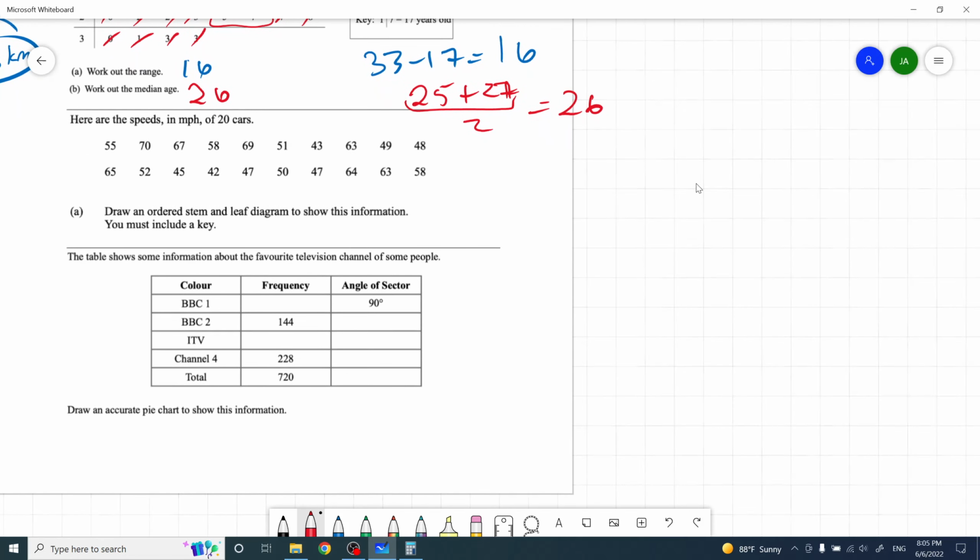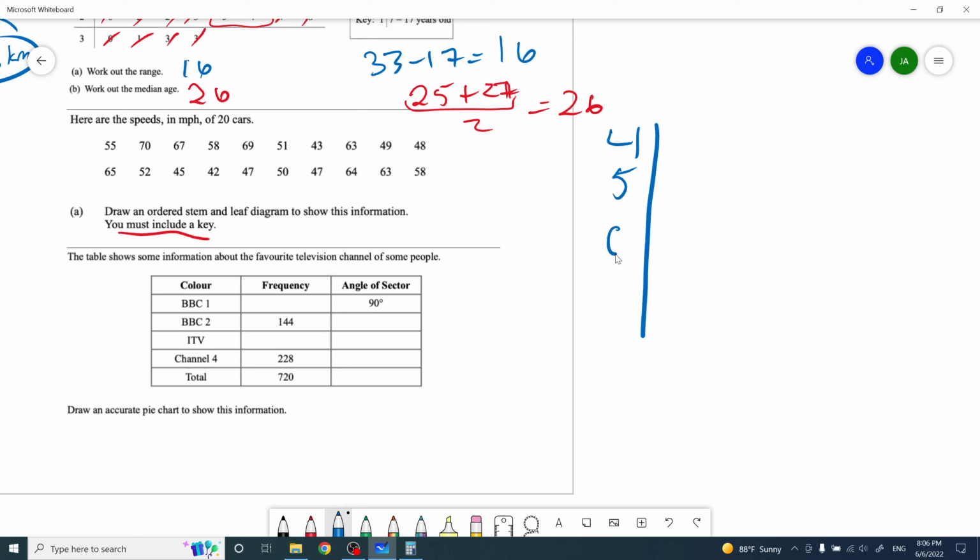We need to draw our own. Okay, and we must include a key. So here we have speeds of 20 different cars. We see that our lowest is going to be 40 something, right? So let's go ahead and draw our bar. It's going to be 40 something, and our largest, we have 50, we have 70. I don't see any number bigger than 70.